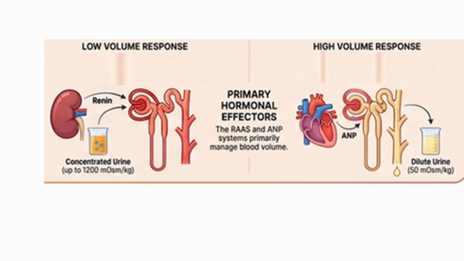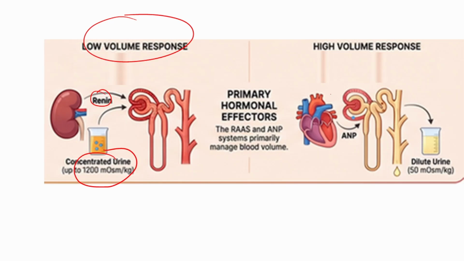When a patient undergoes severe volume depletion, such as a major acute hemorrhage or severe dehydration, the drop in stretch triggers the primary hormonal effectors of volume, which are the renin-angiotensin-aldosterone system and ADH. Activated RAAS surges renin, angiotensin 2, and aldosterone levels to upregulate sodium and water reabsorption, producing a small volume of highly concentrated urine up to 1200 milliosmoles per kilogram to stabilize systemic pressure.